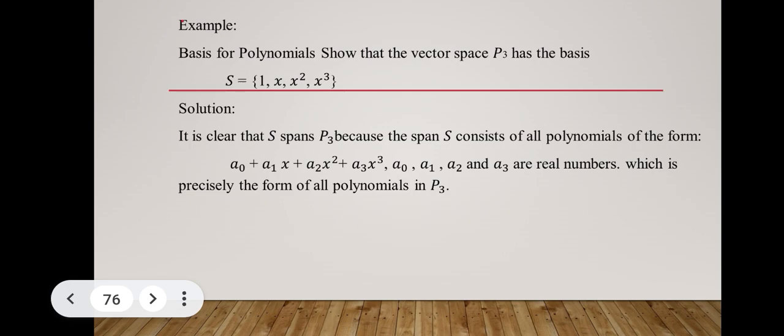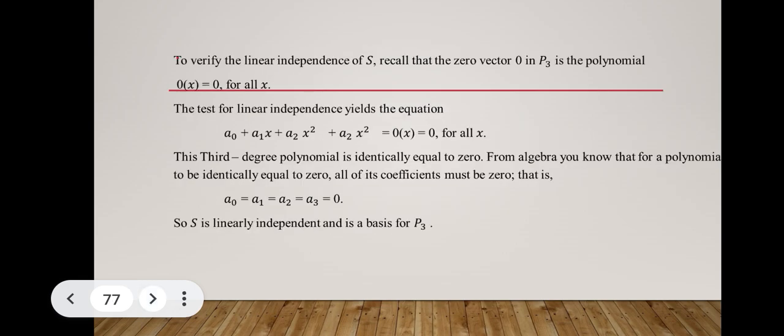a sub 0 plus a sub 1x plus a sub 2x squared plus a sub 3x cubed, where a sub 0, a sub 1, a sub 2, and a sub 3 are real numbers, which is precisely the form of all polynomials in P sub 3. To verify the linear independence of S, recall that the zero vector 0 in P sub 3 is the polynomial 0x is equal to 0 for all x.